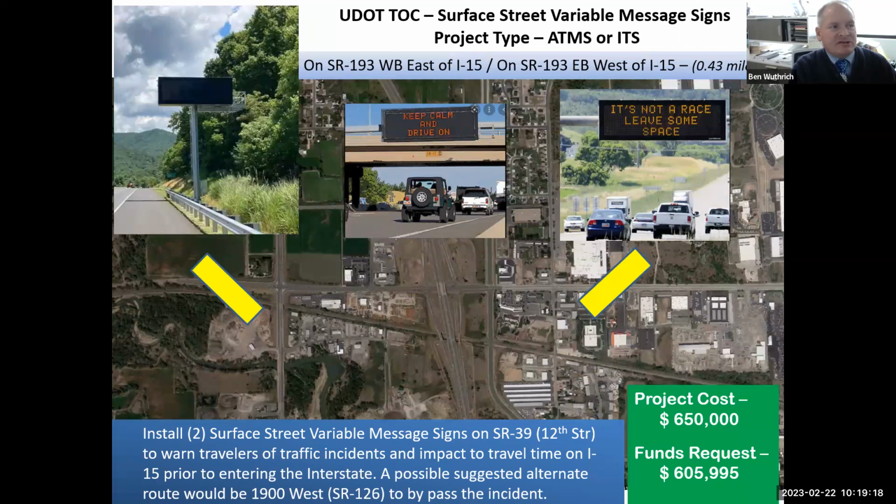Next project is also a request from the UDOT Traffic Operations Center. This is for surface street variable message signs, a little smaller sign than what goes over the freeway, but this is to go on SR 193 east of I-15 and on 193 west of I-15 to allow the traveling public to know and understand what's happening on I-15 if they should go another route. Project estimated cost is $650,000 for both the signs. Funds being requested is $605,000 plus.